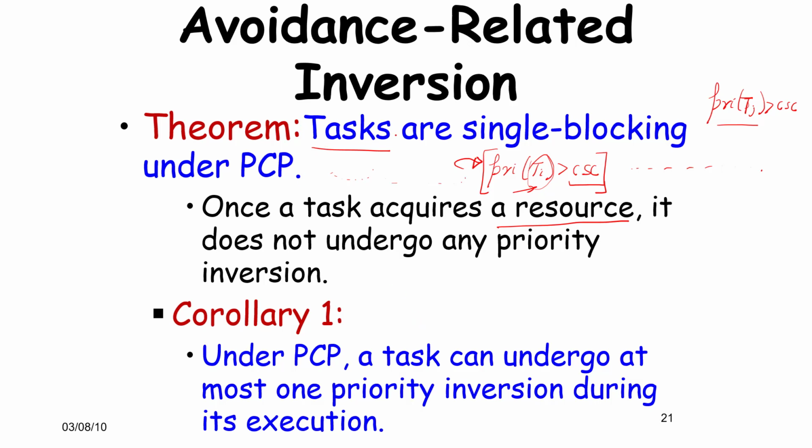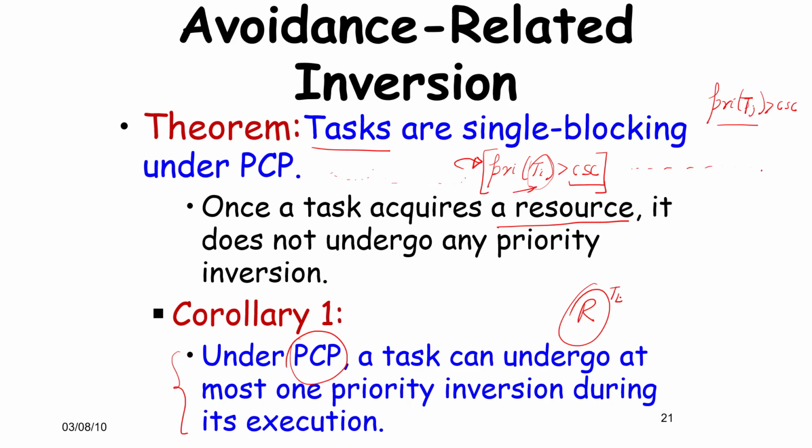So given the fact that we have proven, recall that even for HLP we had proven something similar. The logic was also similar, but the important point is that tasks are single blocking. So a corollary would be that under PCP, a task can undergo at most one priority inversion, which is at the time of acquiring the first resource, not anymore. Why will it undergo it? Because it just arrives and tries to take a resource. At that point of time, the resource is with a low priority process.